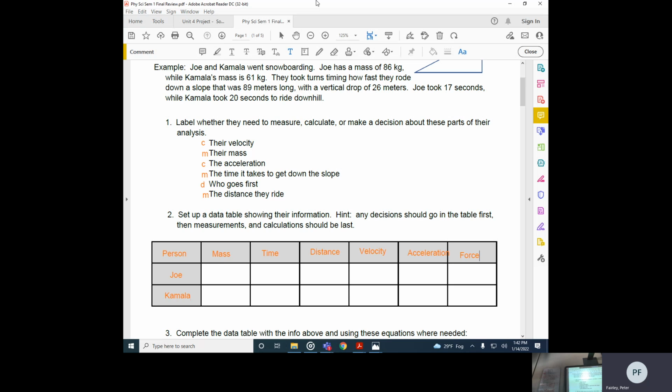Ooh, distance. Which distance are we going to use? Which distance are we going to use? 89. Yeah, we're going to use the 89 for distance. We'll use the 26, the vertical drop, later. Yeah, we'll use it for that. We'll also use it for acceleration. Well, you gotta look at the problem.